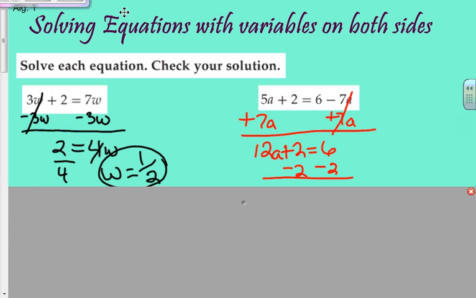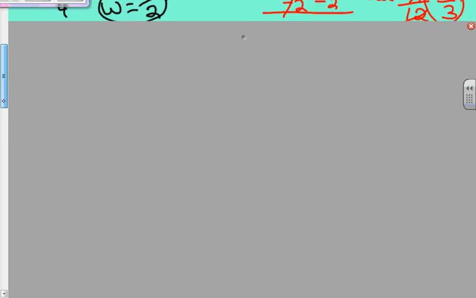And I'm going to be left with 12 A's equaling 4. And then again, I've got a 12 being multiplied, so I'm going to divide by 12. 4 twelfths will reduce to 1/3, and that's my answer. A equals 1/3. Let's go find another one.